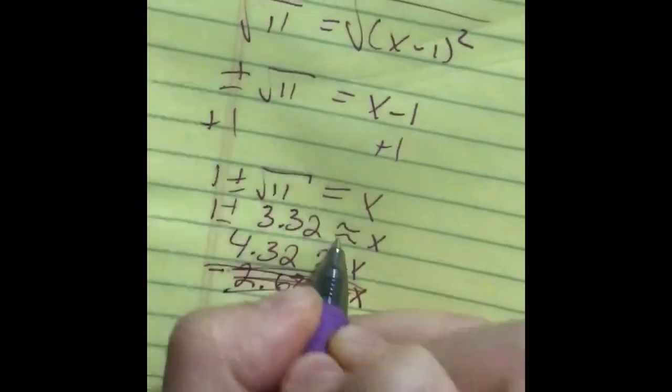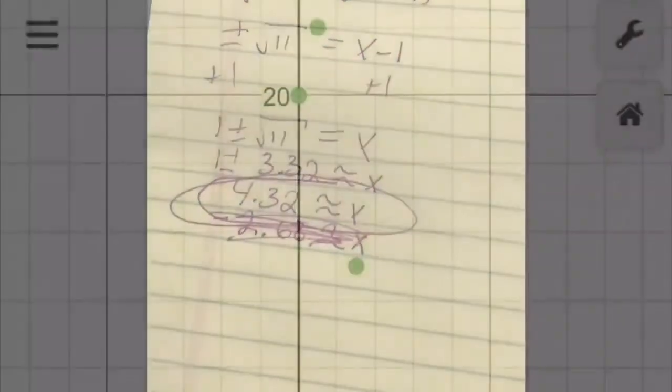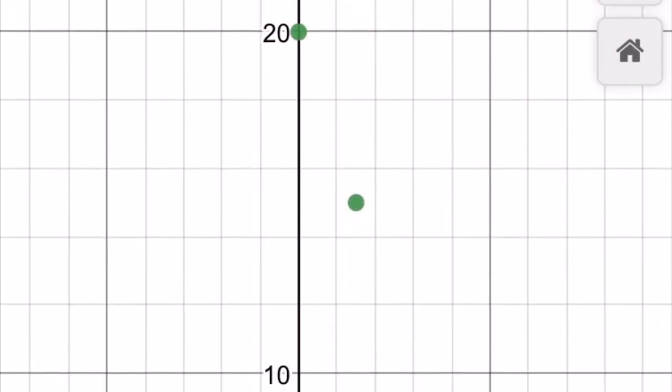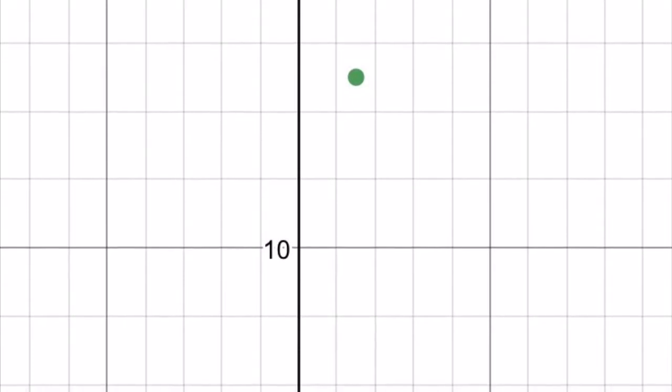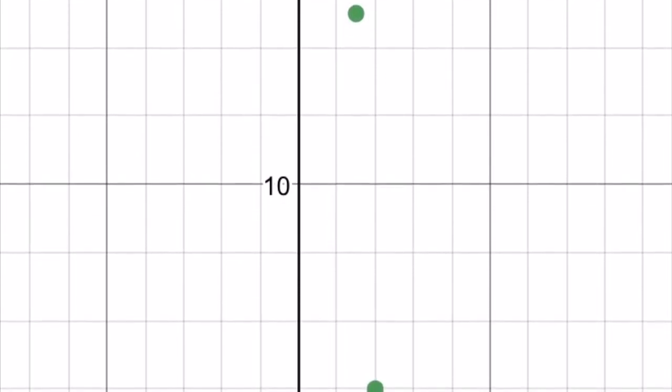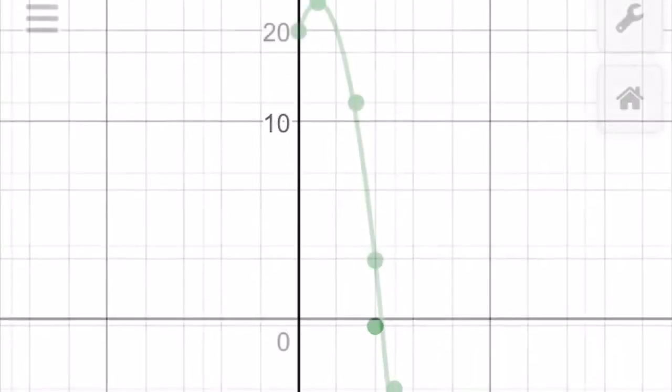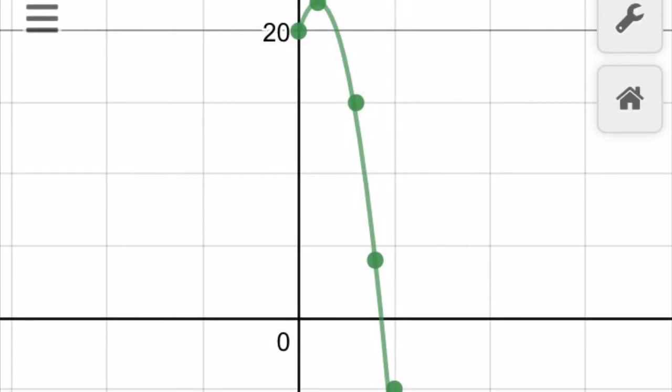But the second one didn't make sense. We can't have negative time. That meant that there's only one solution, and that's going to be 4 seconds. 4.32 seconds is when she's going to hit that water and be 0 feet. My parabola is not going to continue on before 0 seconds.